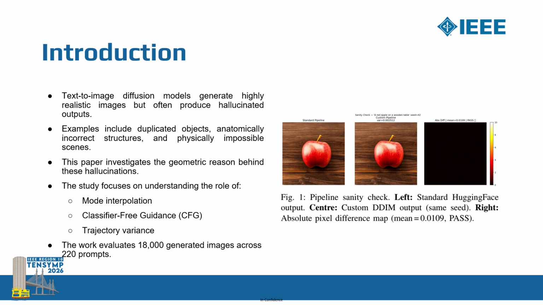Specifically, we look at three things together: mode interpolation, which is a known geometric failure mode in diffusion models; classifier-free guidance, or CFG, which is the mechanism almost every deployed text-to-image model relies on; and trajectory variance, which is a signal we use to detect when the model is geometrically unstable. To answer this properly, we ran a large-scale study consisting of 18,000 generated images across 220 distinct prompts.